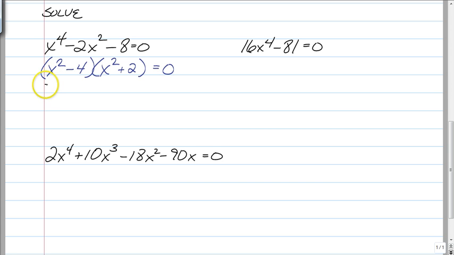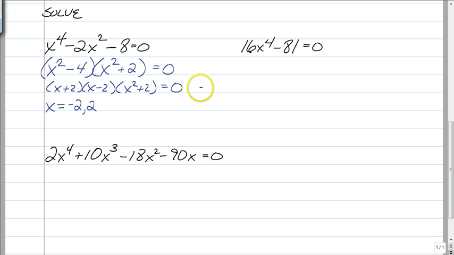This can factor down even more. So we have x plus 2, x minus 2, and x squared plus 2, and all three of those terms are equal to 0. I'm sure you remember that for the first two, x just equals negative 2 and 2, because you set them equal to 0. But do you remember what to do when you have x squared plus 2 equal to 0?